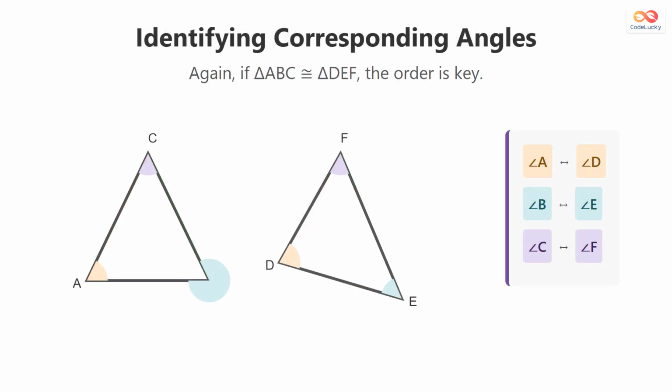The same rule applies to the angles. The congruent statement, triangle ABC is congruent to triangle DEF, also tells us which angles are equal. Angle A corresponds to angle D, angle B corresponds to angle E, and angle C corresponds to angle F. The order is the key to matching them up correctly.